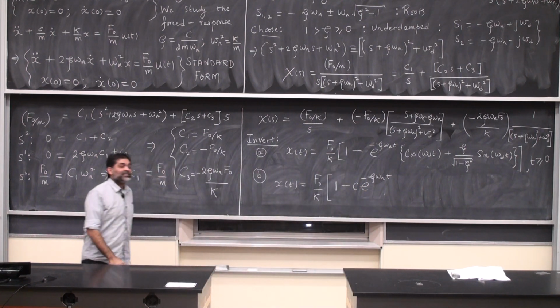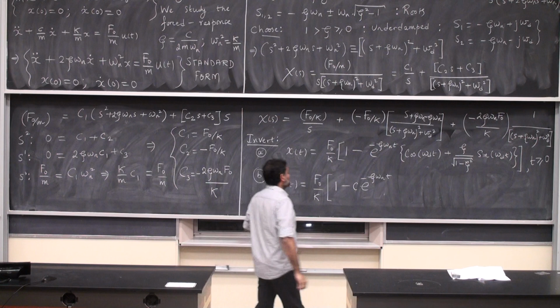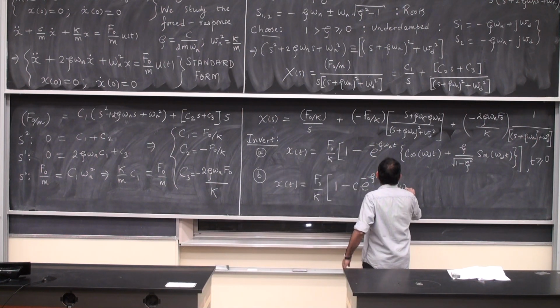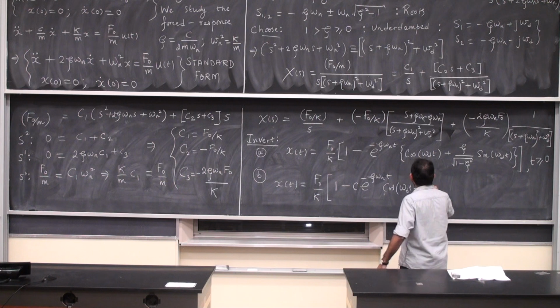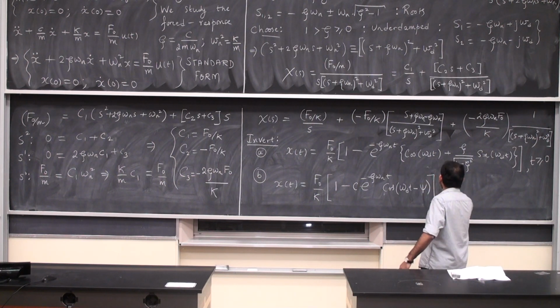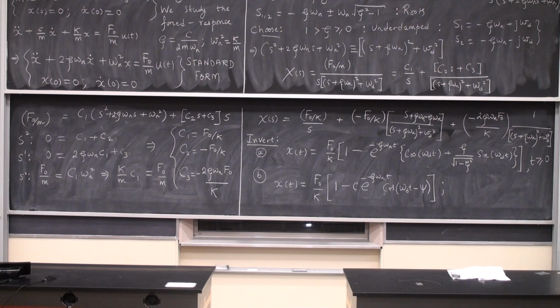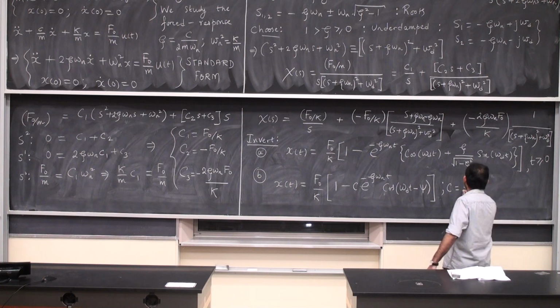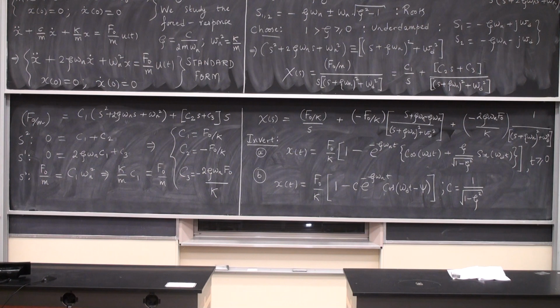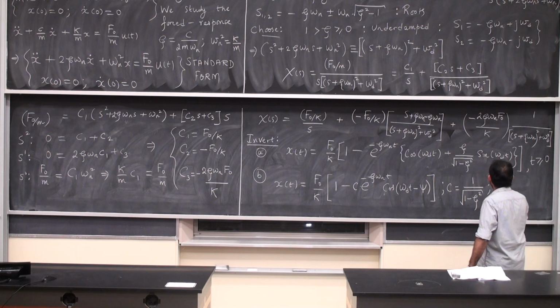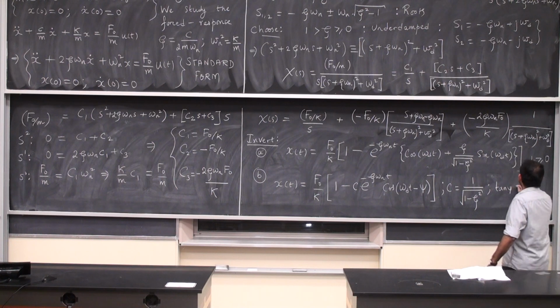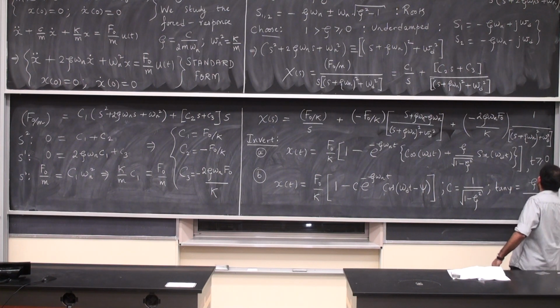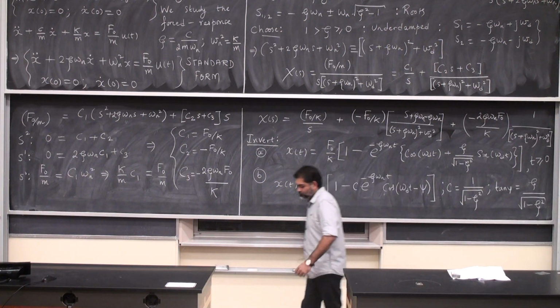I'm going to put a term called c, it's a constant, cosine omega d t minus psi, where c is 1 by square root of 1 minus zeta square, and tan psi is zeta by square root of 1 minus zeta square.